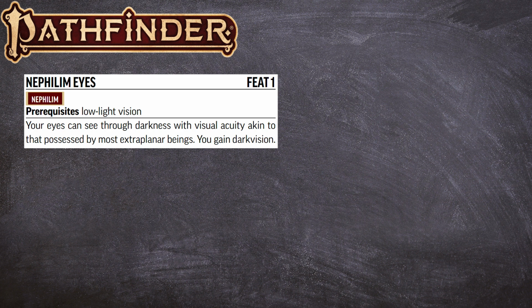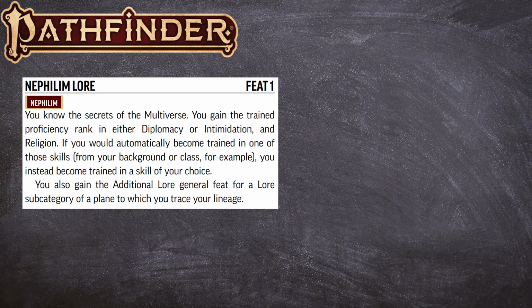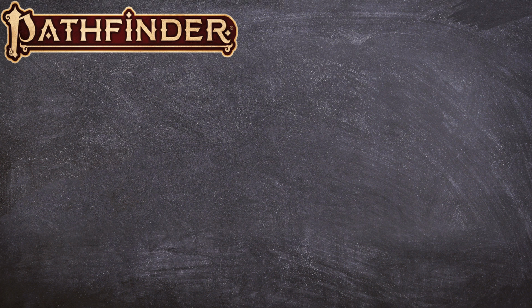Nephilim Eyes, I think, is just sort of the now combined version of Celestial or Fiendish Eyes. It's just Nephilim Eyes. They did the same thing. Nephilim Lore now gives trained proficiency in diplomacy or intimidation and religion. So you get to pick between diplomacy or intimidation, and you always get that religion skill. And again, it gives the additional lore general feat.